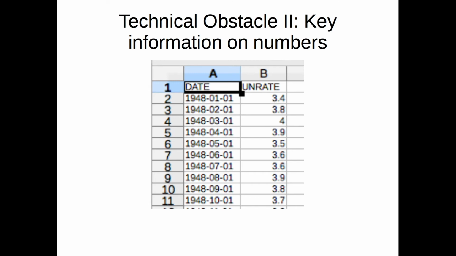And the second column is an example of this. What is unrate? Well, unrate is actually an unobvious abbreviation for unemployment rate. This is unemployment data from the St. Louis Federal Reserve, but unemployment rate is a remarkably complicated number.